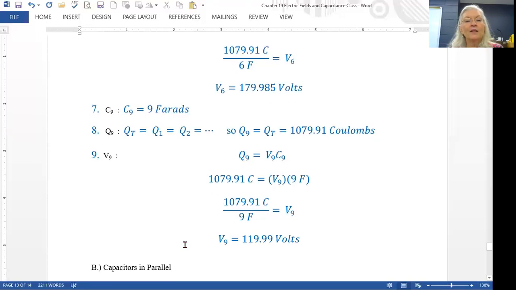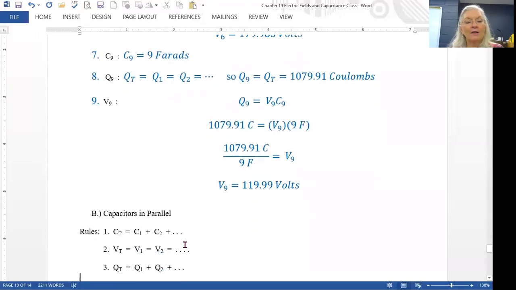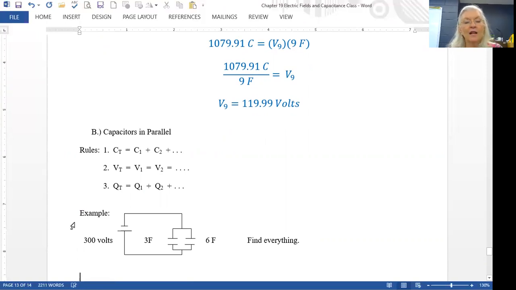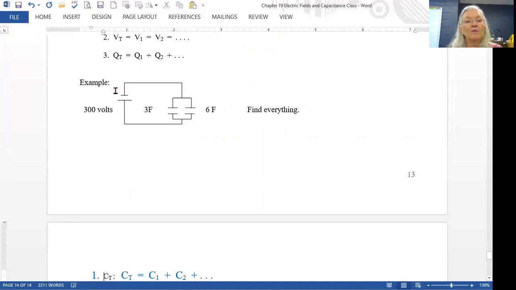Suppose instead of in series, we wire it in parallel. The rules change. The rules are that the total capacitance would be C1 plus C2 plus and so on, so they add. The potentials are all equal, and the charges add. So what is a parallel circuit? Well, in a parallel circuit, the capacitors are wired so that the current comes from the battery, and as it goes around, it has to split. Some of the current goes to the 6 farad capacitor and some goes to the 3 farad capacitor. Let's look at how that works out.